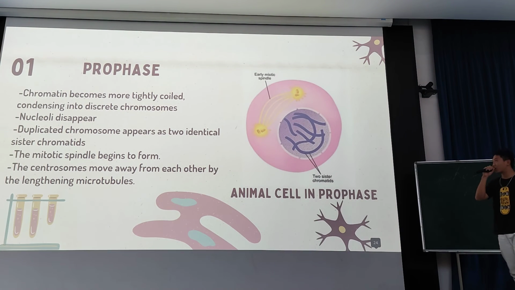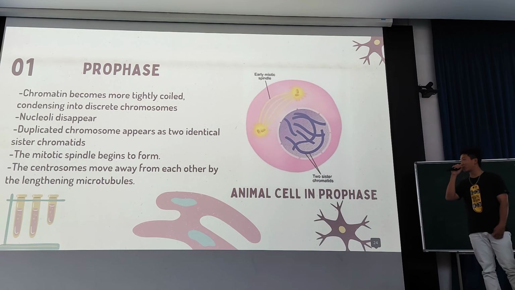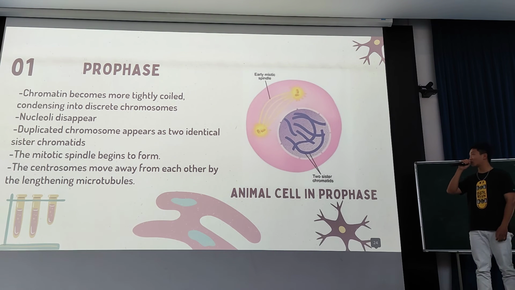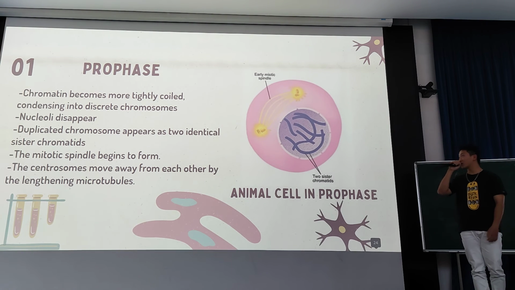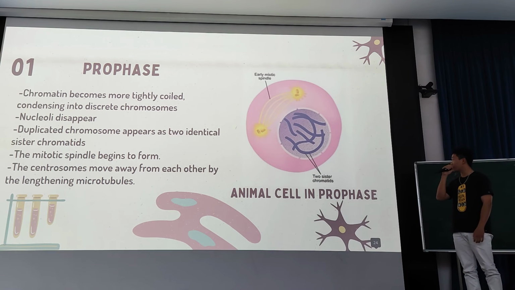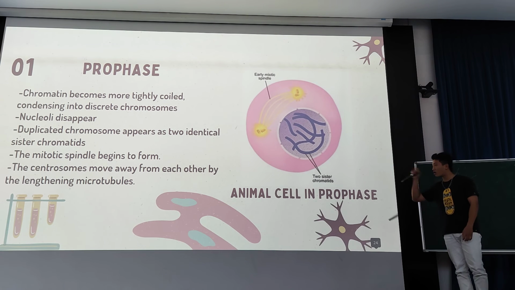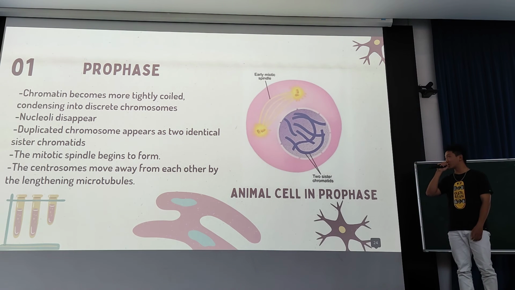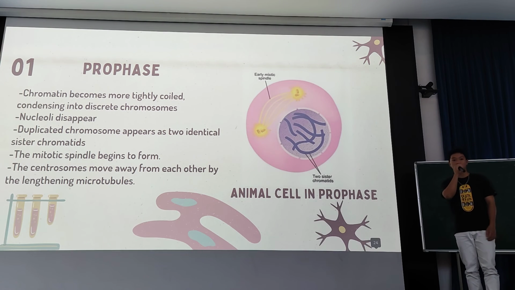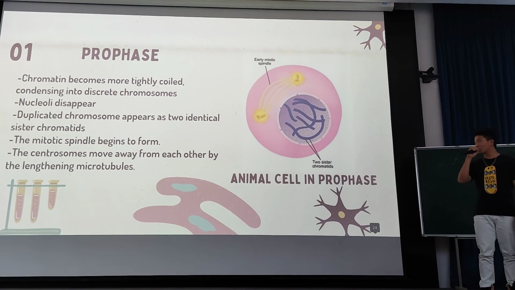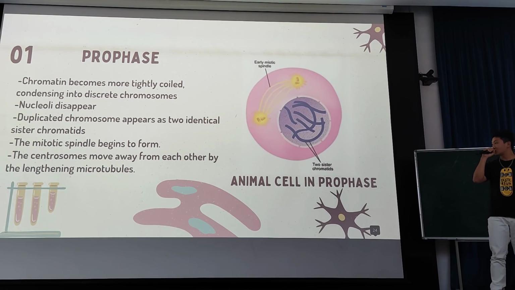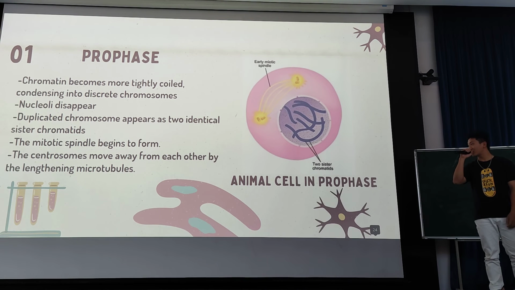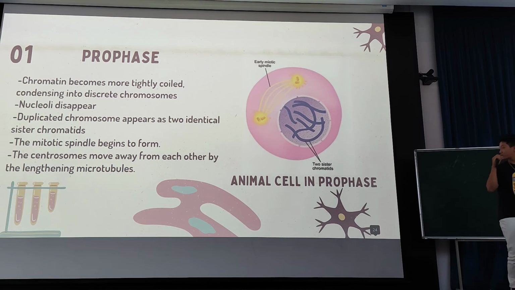First one, I talk about the prophase. In prophase, chromatin become more tightly coiled, condensing into discrete chromosomes, and the nucleoli disappear. You can see no nuclear envelope in here. The duplicated chromosome appear as two identical sister chromatids. The mitotic spindle begin to form, and the centrosomes move away from each other by the lengthening microtubules.